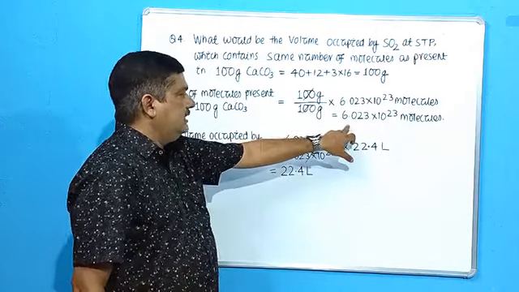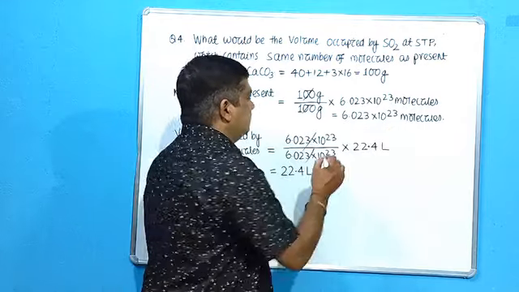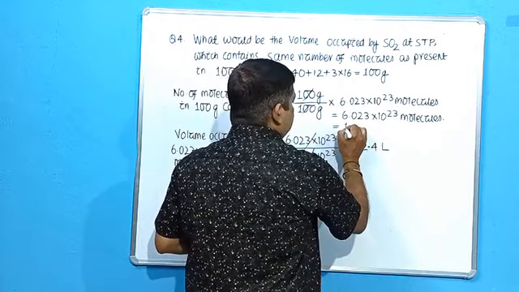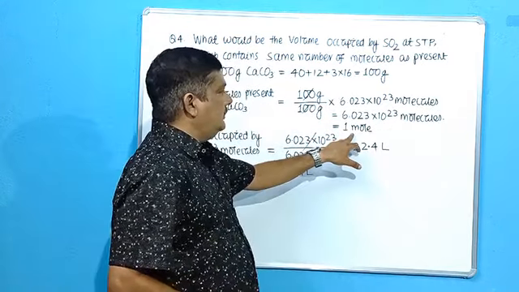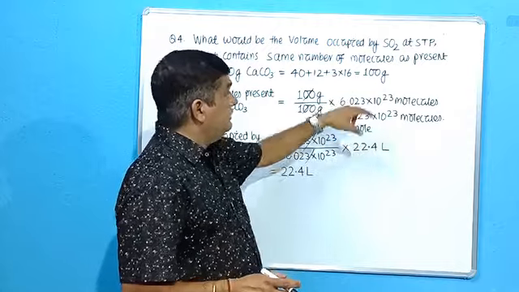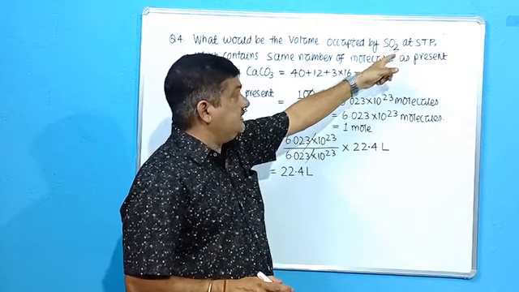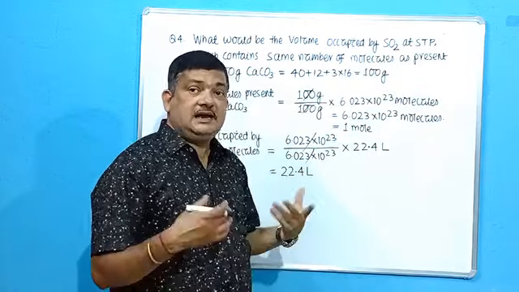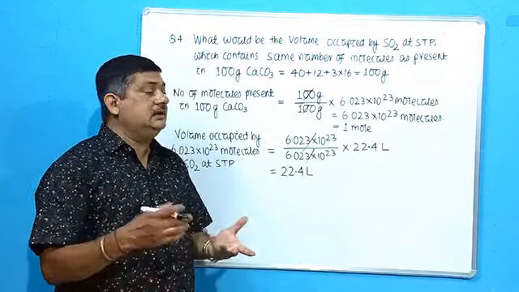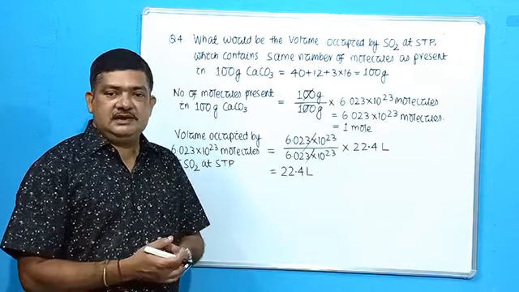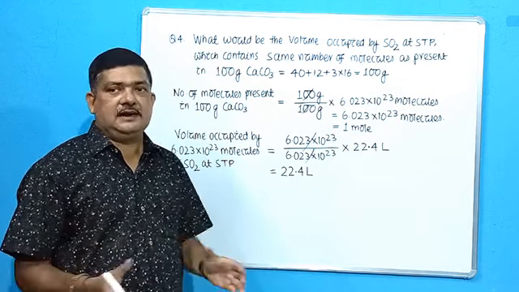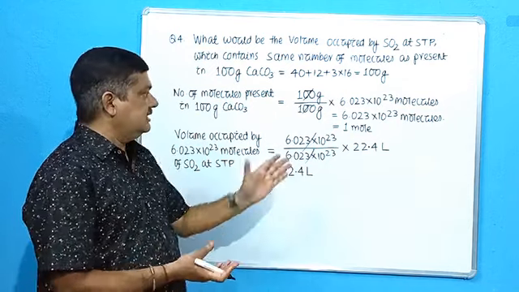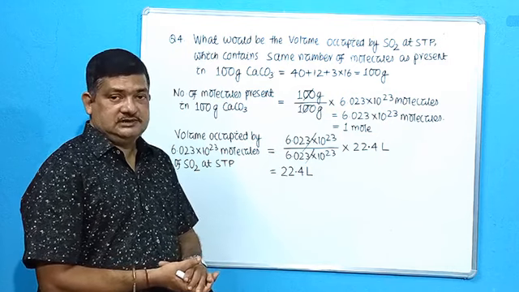Or we know this many molecules means 1 mole. So 1 mole of calcium carbonate has the same number of molecules as 1 mole of sulfur dioxide, and you know 1 mole of any gas occupies what volume at STP? 22.4 liter. So you can find the answer directly also, or this is how you can find it through the process.